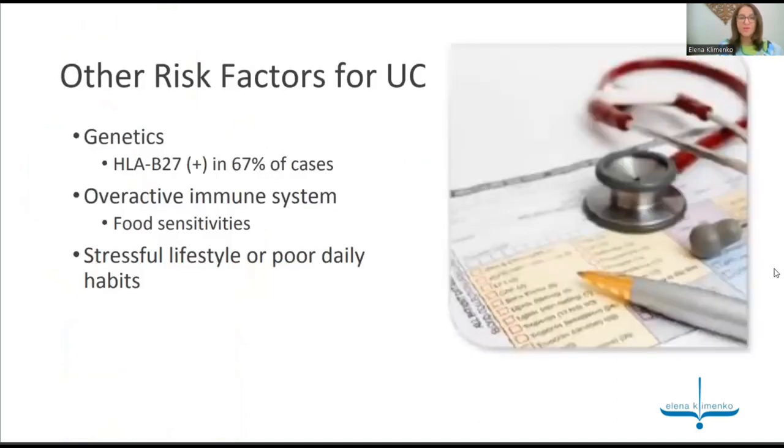So other risk factors, of course, genetics, as I said. About 67% of patients with ulcerative colitis will have this positive genetic marker, HLA B27.